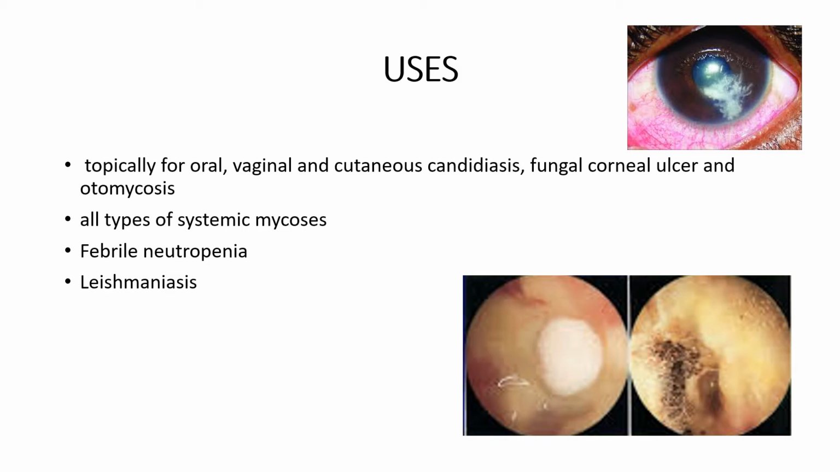Uses of amphotericin. It can be used topically for oral, vaginal, cutaneous candidiasis, fungal corneal ulcer, and otomycosis, the fungal infection of the ear, and all types of systemic mycosis. Though it can be used topically for superficial infections, it is reserved only for extreme or severe cases, because we usually prefer azole group of drugs for these types of infections. So it is mainly used for severe forms of systemic mycosis, febrile neutropenia, and leishmaniasis.